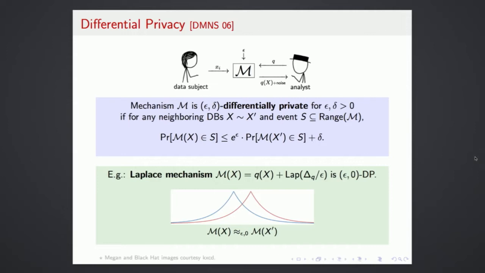So the most fundamental example of a mechanism that achieves differential privacy is the Laplace mechanism, where we take the database, compute the value of the query on the database, which is not private at all, but we add a little bit of Laplace noise. A Laplace distribution is one of these pointy things that we see here.